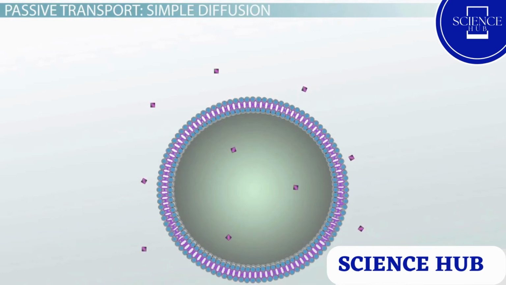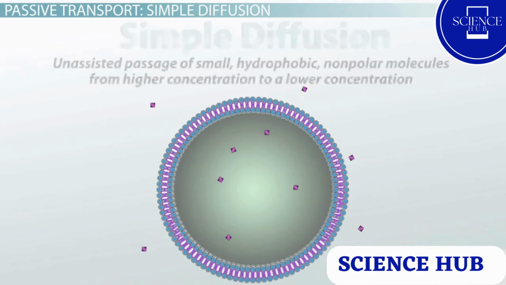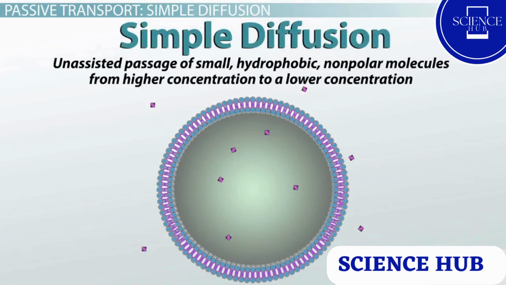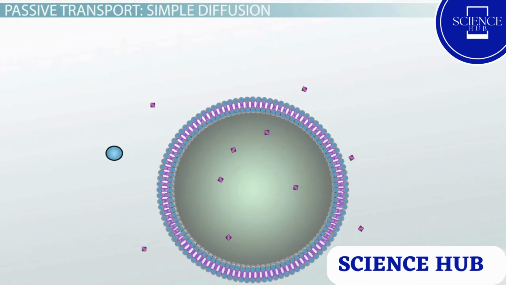Molecules that are hydrophobic, just like the hydrophobic region, can pass through the cell membrane by simple diffusion. Therefore, simple diffusion is the unassisted passage of small, hydrophobic, nonpolar molecules from higher concentration to a lower concentration. Very small molecules can slip through the cell membrane too, even if they are hydrophilic, just like a few ants might crawl through a crack in the wall just because they're tiny.